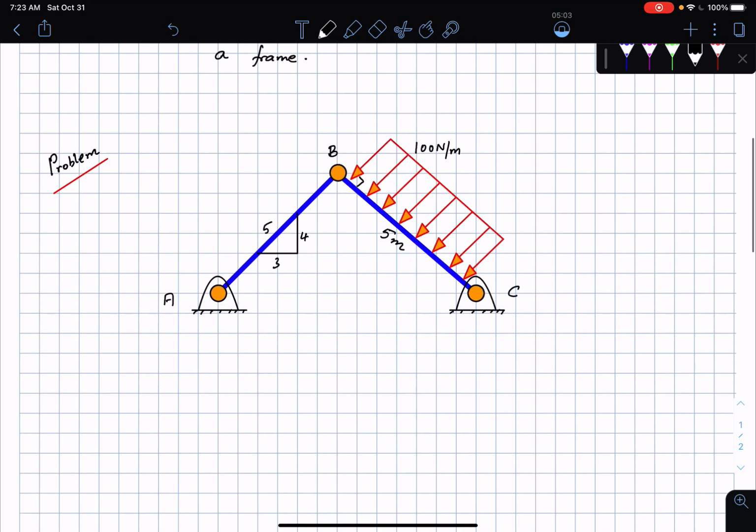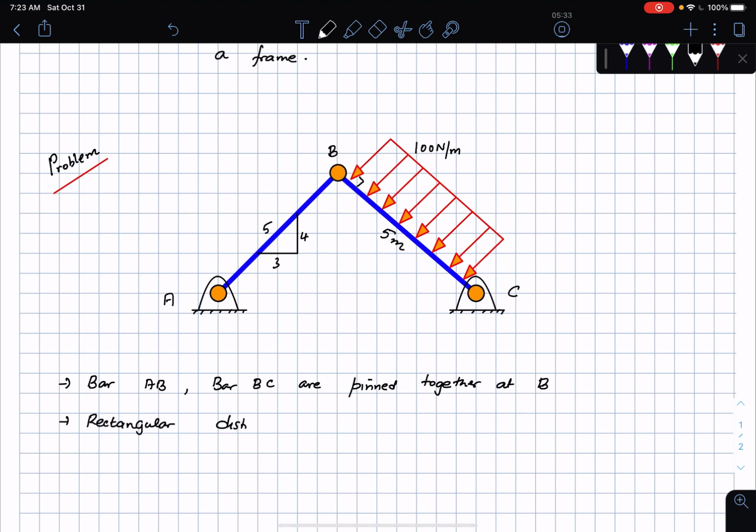Let me write this down. Bar AB and bar BC are pinned together at the point B. There is a rectangular distributed load acting on bar BC. This is what we have here, and what are we supposed to find? We are supposed to obtain the reaction forces.